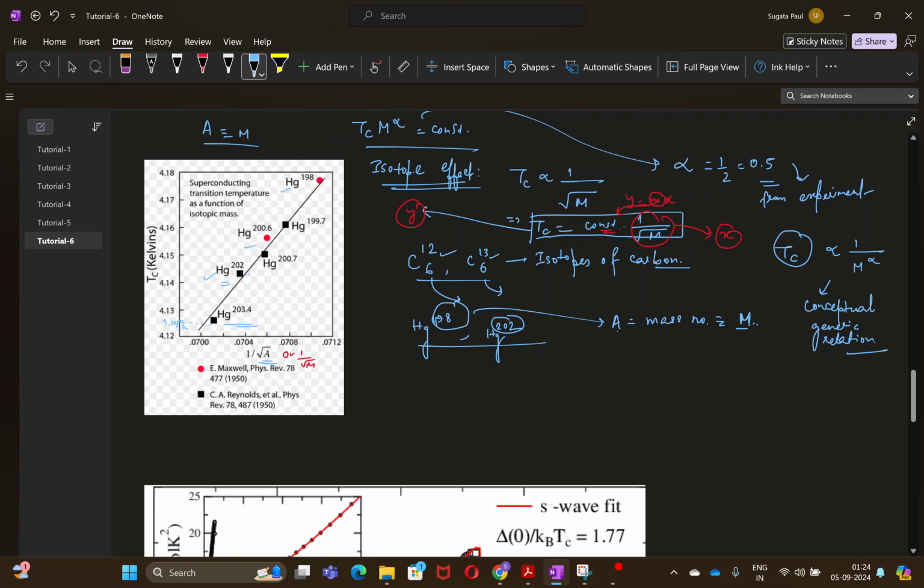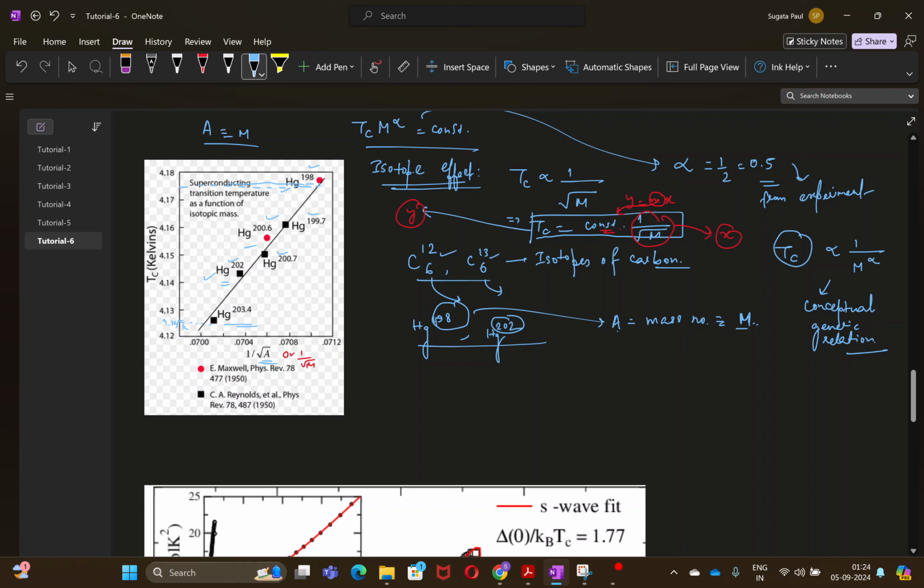But as you go further, if you increase or decrease the isotopic mass, from 203 to 202, then 200.7, 200.6, 199.7 and 198. So basically you are decreasing the isotopic mass of the mercury, and you see that for the lowest isotopic mass, which is 198, you get the TC value as the highest.